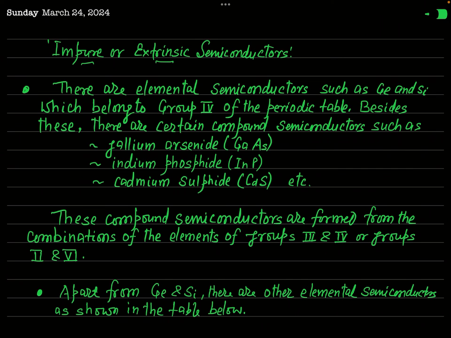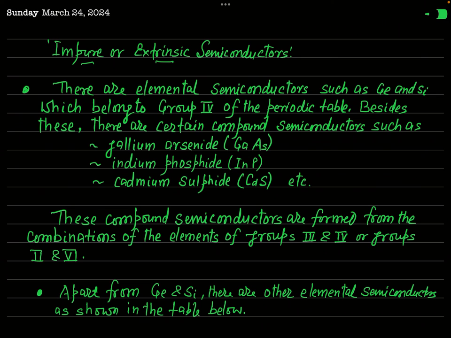But there may be a semiconductor in which we dope some impurity, and then there will be no need of controlling the temperature. By the addition of impurity, we can control the conductivity and resistivity of the material, and those semiconductors are called impure or extrinsic semiconductors or doped semiconductors. But don't think that these semiconductors are always in elemental form. Germanium and silicon are the two most important examples of pure semiconductors, and these two are in elemental form.